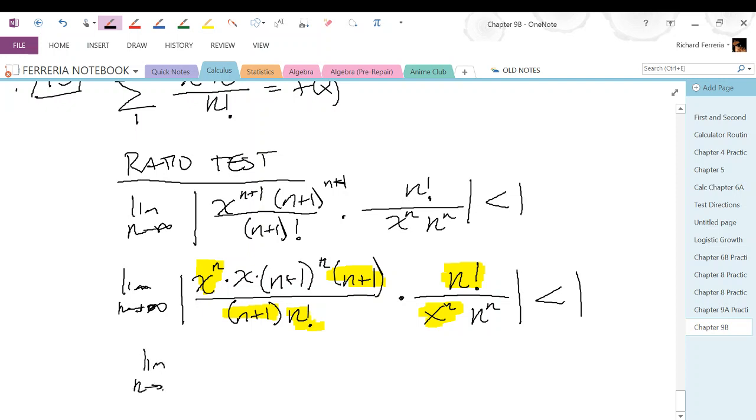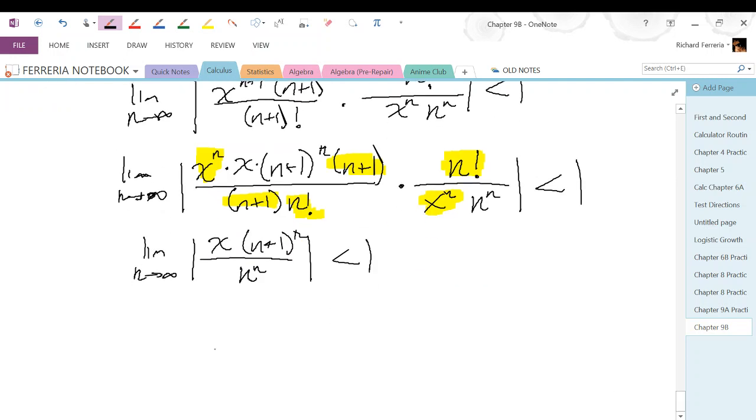The limit as n approaches infinity. That numerator, I have an x and an n plus 1 to the n. That denominator, I have an n to the n power. That means I get the absolute value of x, the limit as n approaches infinity of, well, just to do a little simplification, n plus 1 over n, the entire thing to the n power.